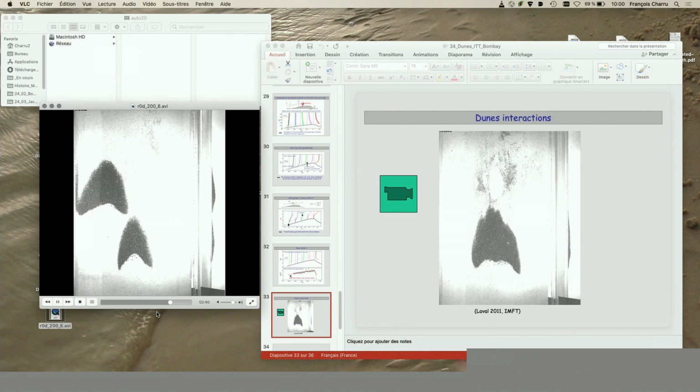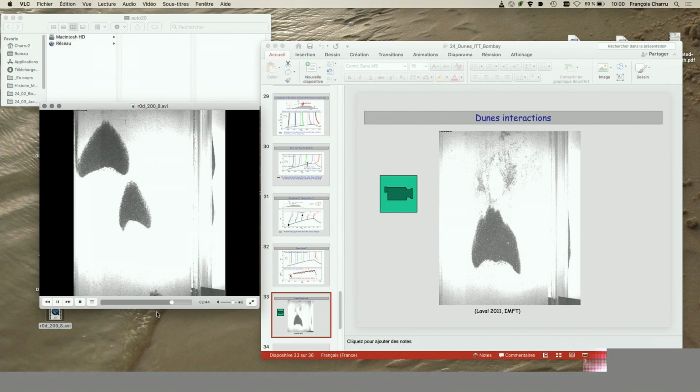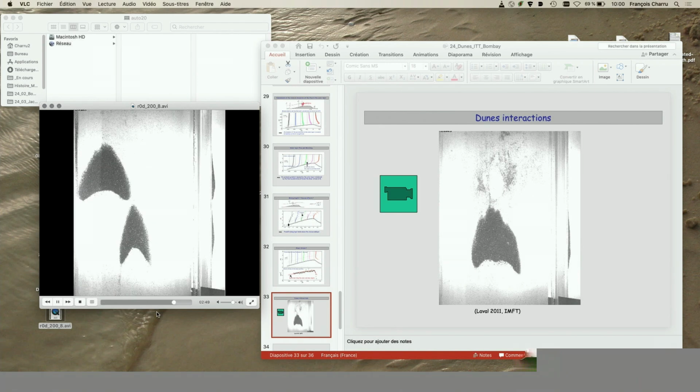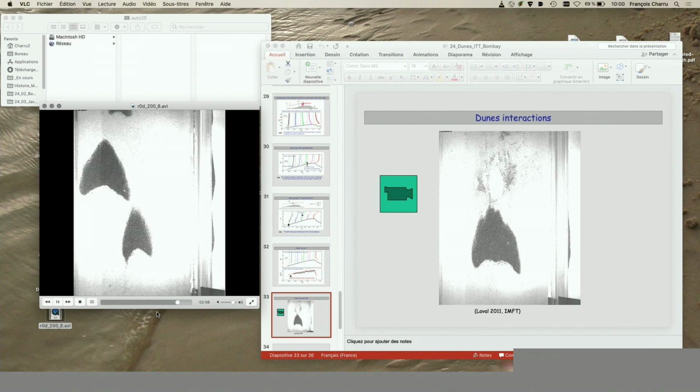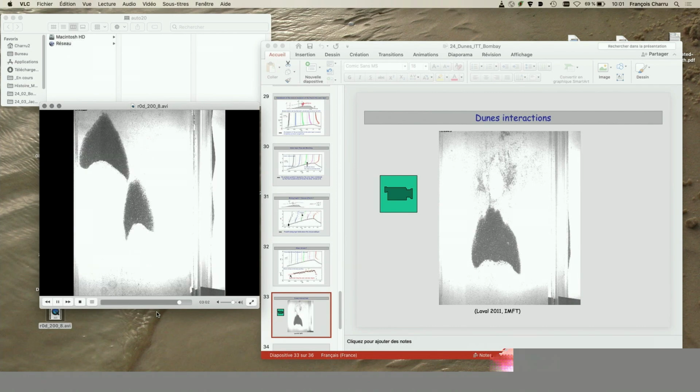We have here these two, and then another. These two dunes propagate with a characteristic relative position, which is this one, and here you have a smaller one, which arrives and collides with the two others.